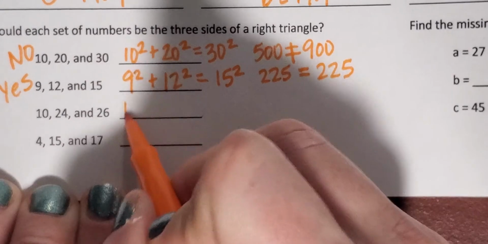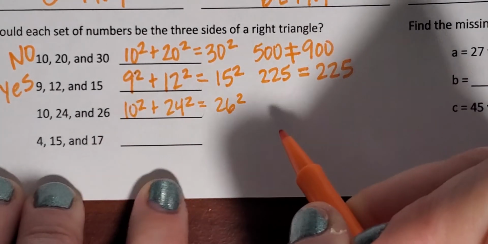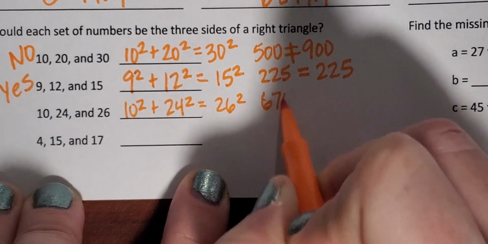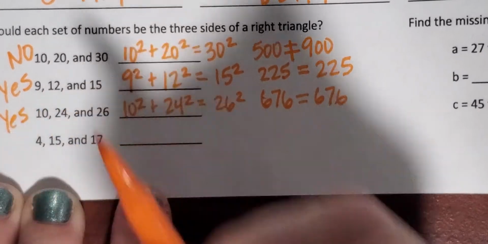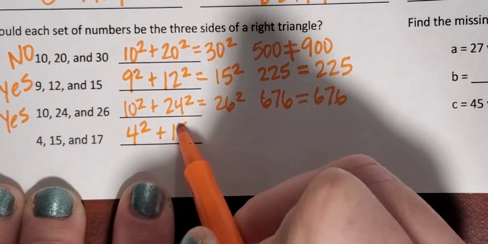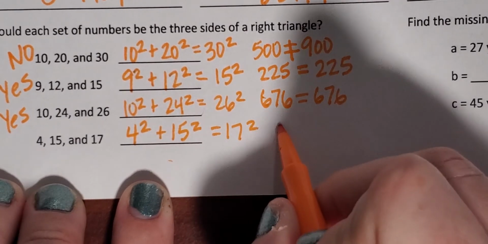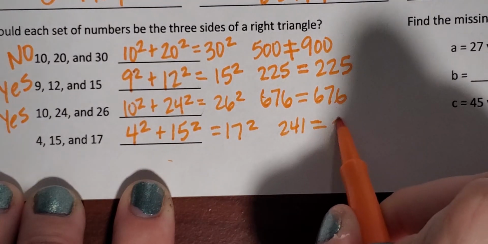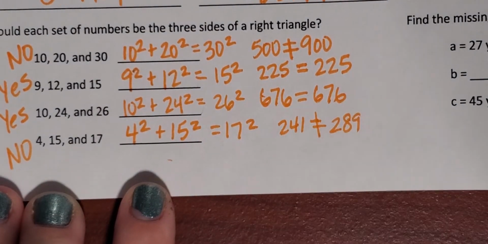Next one, I would have 10 squared plus 24 squared equals 26 squared. This is going to equal 676 for both sides of the equal sign, so this is a yes. And then my last one, I would have 4 squared plus 15 squared equals 17 squared. This left-hand side would equal 241, and this right-hand side would equal 289. Those do not equal, so no, it is not a right triangle.